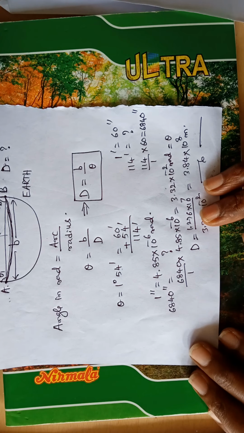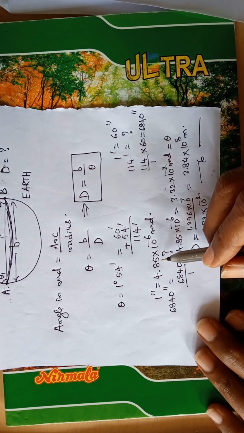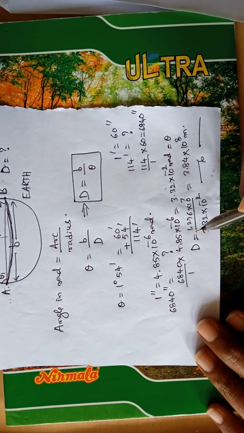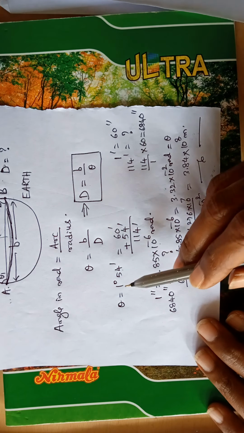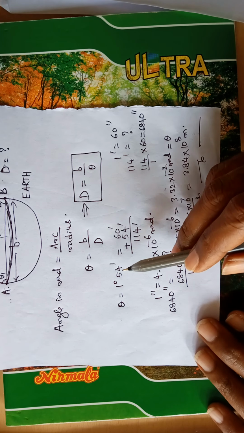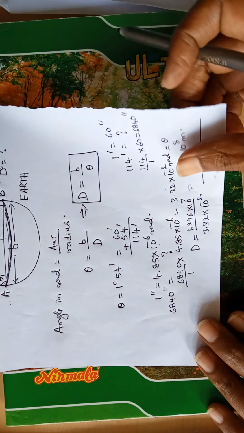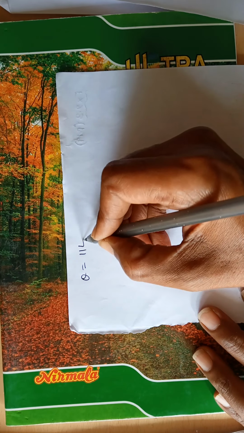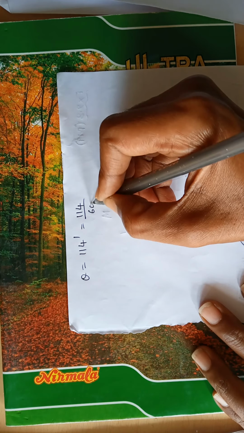So you may say, sir, I may forget that 1 second is equal to 4.85 into 10 to the power of minus 6 radians. How, sir? No problem. See, here you converted 1 degree 54 minutes: 1 degree means 60 minutes and extra 54 minutes. So in all, how much did you get? 114 minutes. Now what you can do? See, theta is equal to 114 minutes. If you divide this by 60, you get it in degrees.